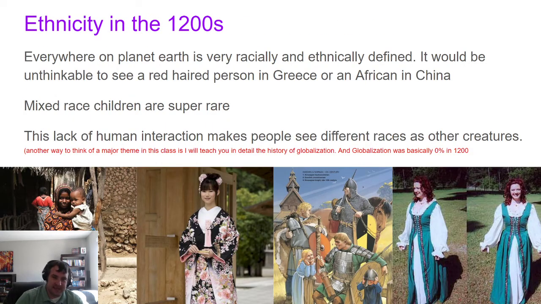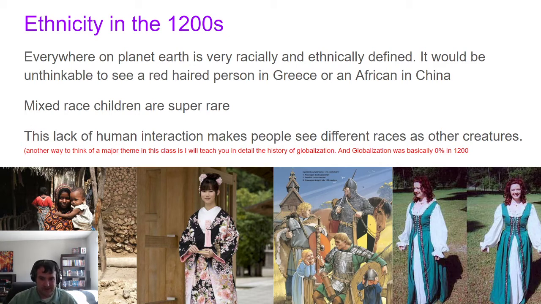All right, now let's talk about ethnicity too. So everywhere on planet Earth in the year 1200 is very racially defined. Well, should I say everywhere? There's some places that are now merging cultures and ethnic backgrounds. But for the most part, you're going to go to different parts of the world in the 1200s, and you're just going to see the exact same ethnic groups of people. You're going to go to Ireland and see red-haired people. You're going to go to Sudan and see super, super dark people. You're going to go to China and see Chinese people.